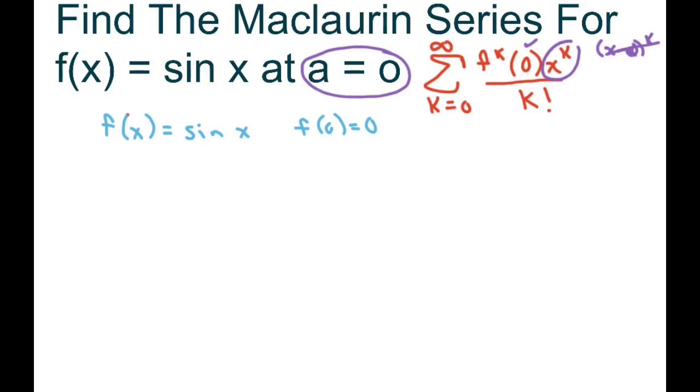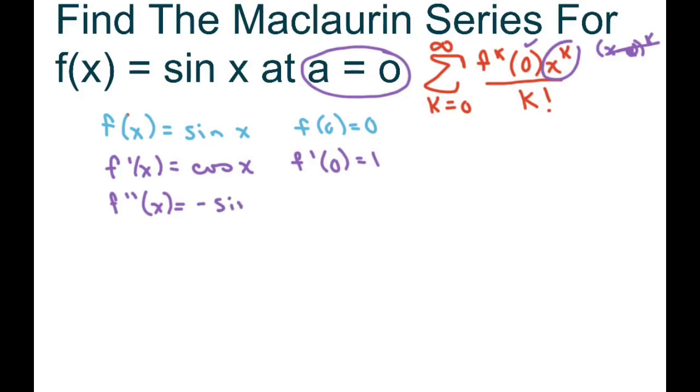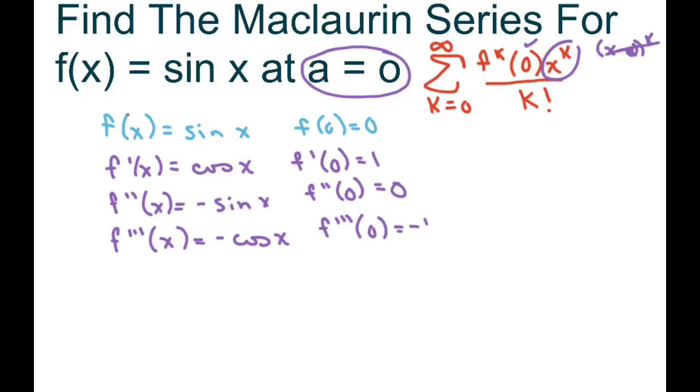We already know that sine of 0 is 0, so I'm going to take the first derivative of sine, which is cosine of x, and the derivative at 0 of that equals 1. Then we take the second derivative, and we get negative sine of x. So the second derivative at 0 equals 0. And then we get the third derivative, which equals negative cosine of x. And so the third derivative at 0 equals negative 1.